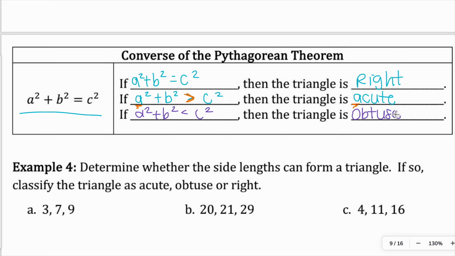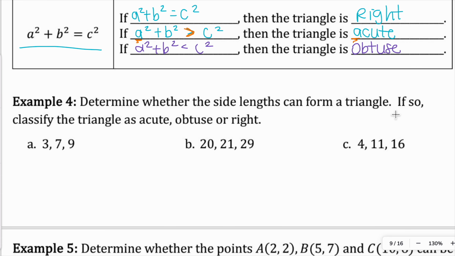Okay, so what we're going to do is we're going to take those things and determine if we have an acute, obtuse, or right triangle. But first, we're going to figure out if it can form a triangle. So when we talk about forming a triangle, we want a plus b greater than c. Not squaring anything, just making sure I add two sides and it's going to be bigger than that third side.